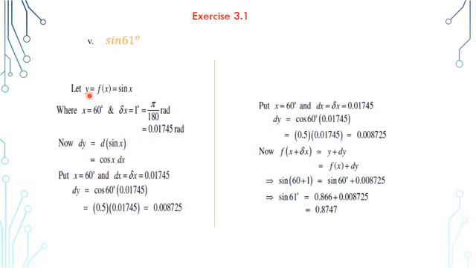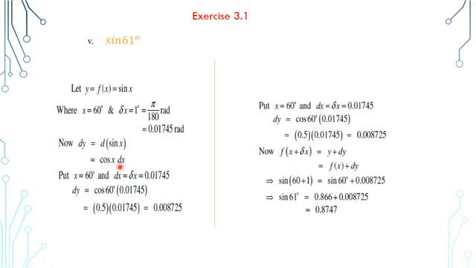The next part is sine 61 degree. Same procedure, let y is equal to sine x. What is the value nearly equal to 61? That is 60. So x is equal to 60 and dx or del x is 1. Why? Because 60 plus 1 is 61. 1 degree means pi by 180 radian, which is equal to 0.01745.